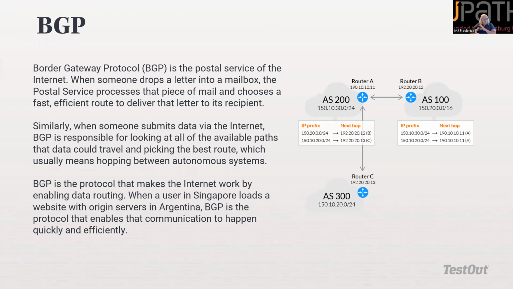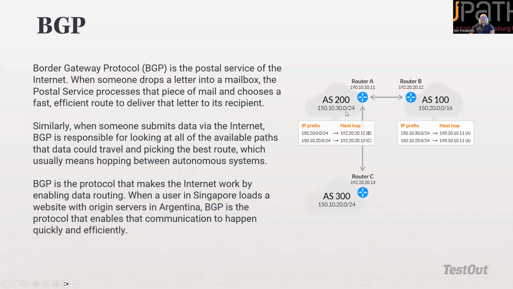So when we're loading that in Singapore, that website with origin servers that are located in Argentina, the BGP is going to be the protocol that enables that communication to happen very quickly, very efficiently, and very effectively. So looking here, here's AS300, AS200, AS100. We've got router C, router A, router B. Here's our IP prefix, here's our hops. This is going to give us the best route from A, B, and C.